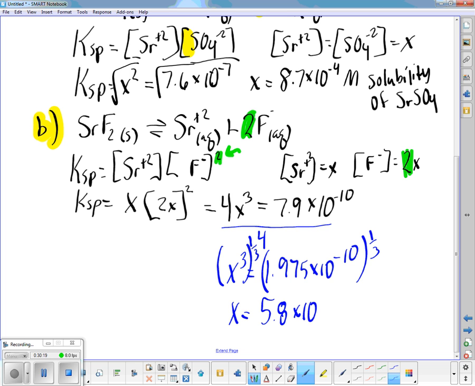Good. And that is molarity, and that is the solubility of strontium fluoride. Okay? All right, so then we go to C. Okay, then we go to C. Let's look at C.